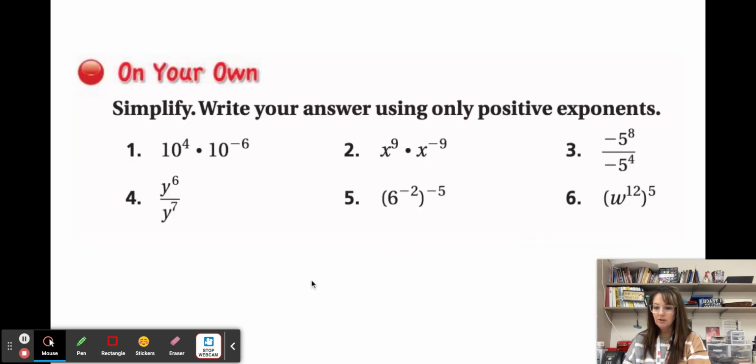All right, so let's do some of these. Let's see, pick and choose which ones we're going to do. Maybe we'll do them all. I don't know. Okay. All right, so here we go.